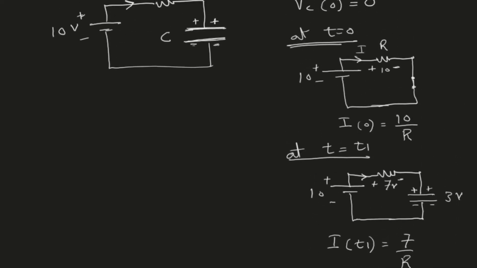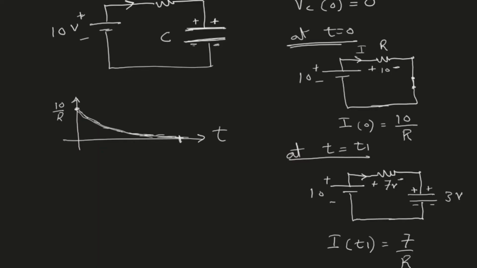If I want to draw how the current will look as a function of time, you see our initial current was 10 divided by R. And from that point on, the current was decreasing until it reached 0. So the current will decrease like this, which looks like an exponential decrease, and we will see that in future videos. So the current through the circuit will look like this.